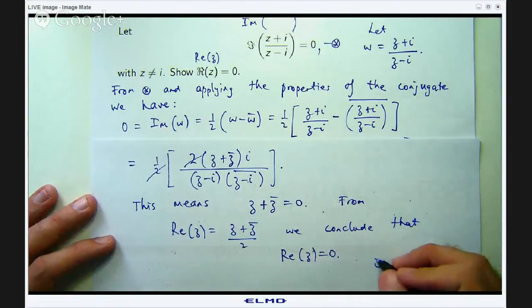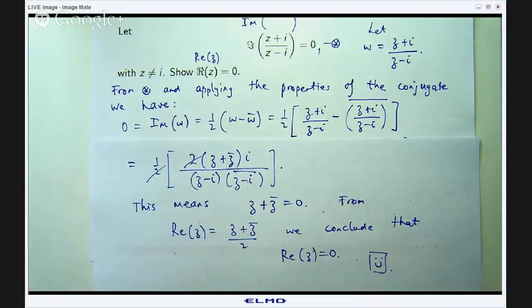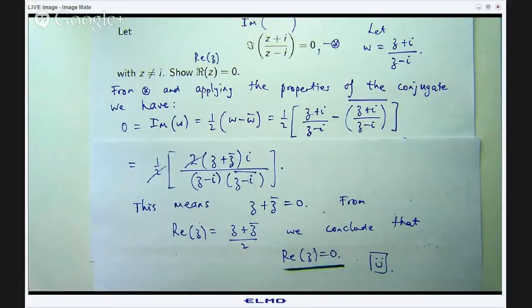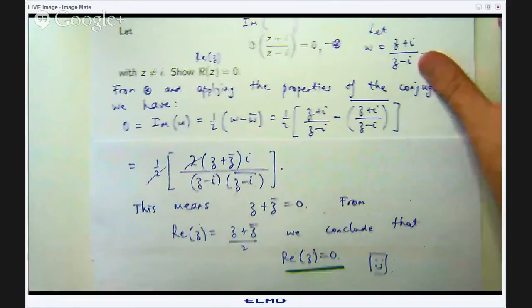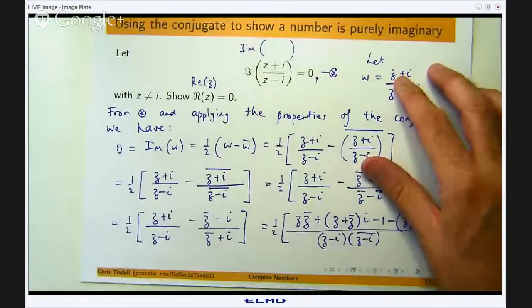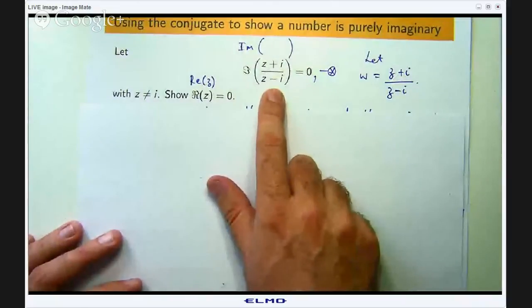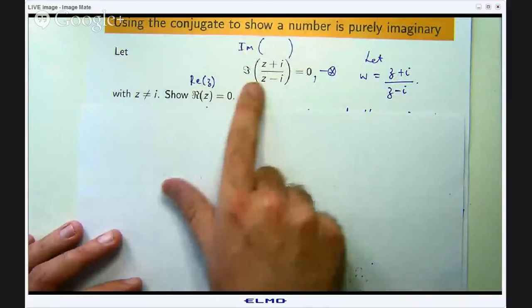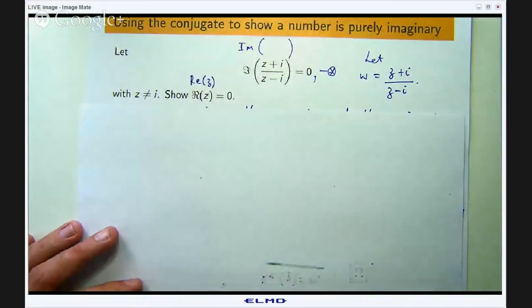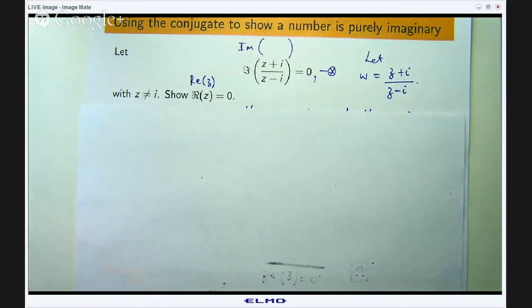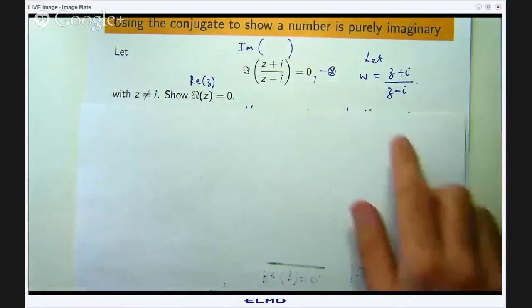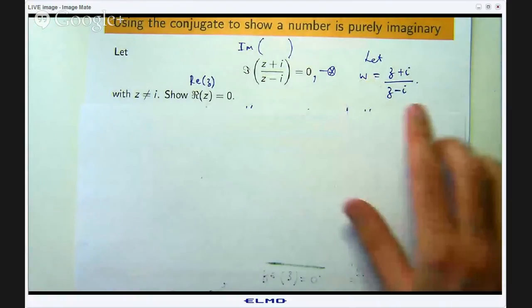Okay? So it was quite a lot of effort to get to that final step, or the conclusion. Okay, let's just recap that once again. We're given this information and we want to show that the real part of Z is 0. Okay, I'm going to use the aspects of the conjugate, introduce this new W to simplify the notation.